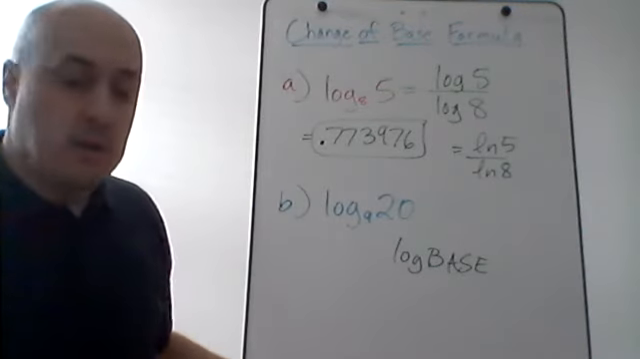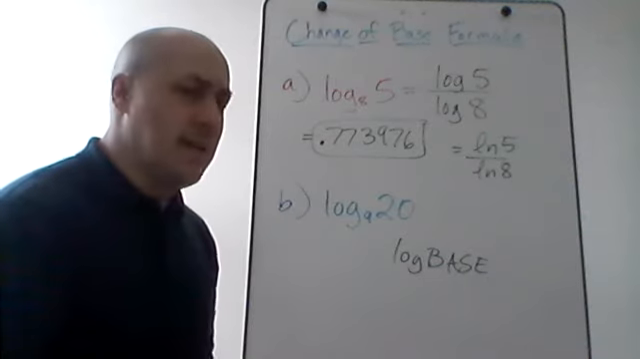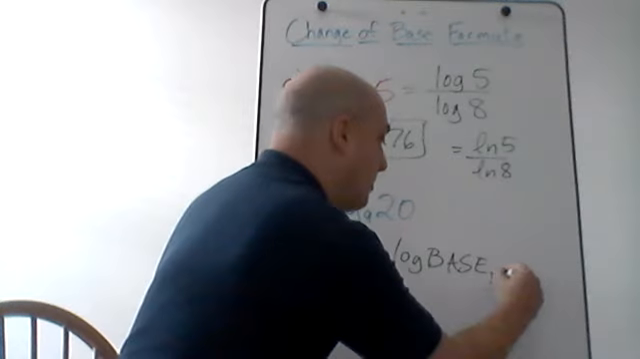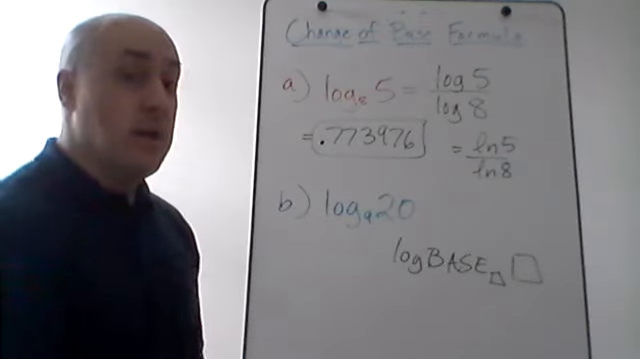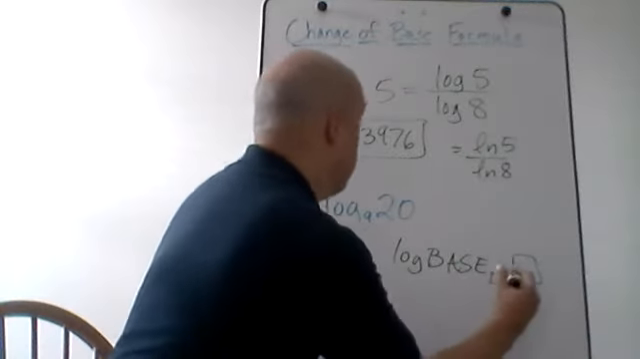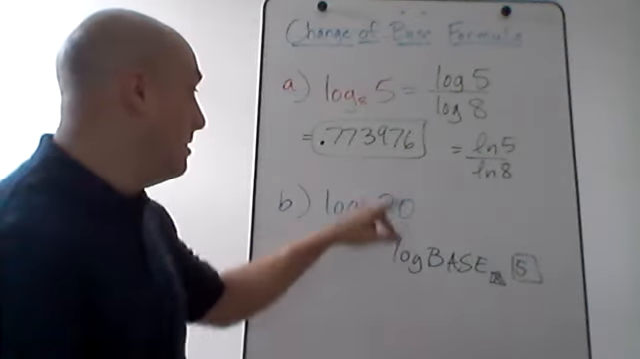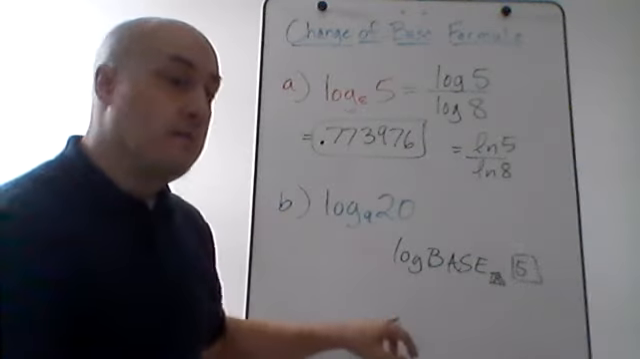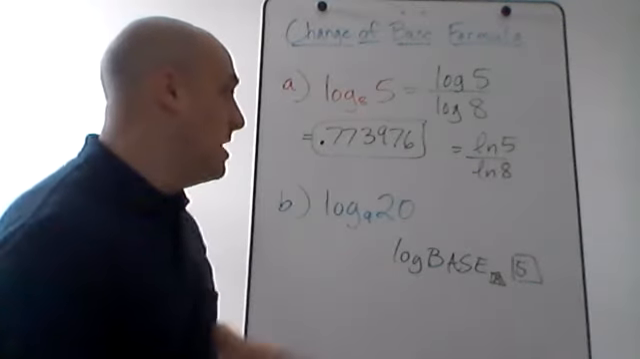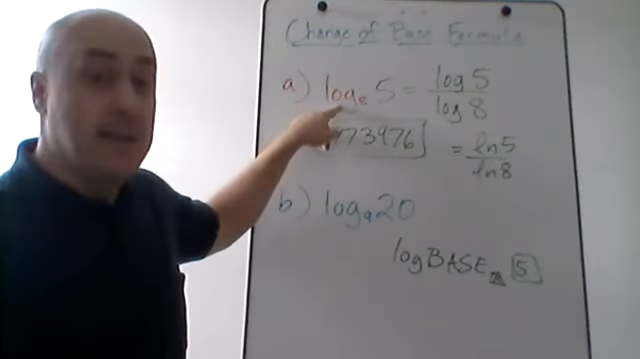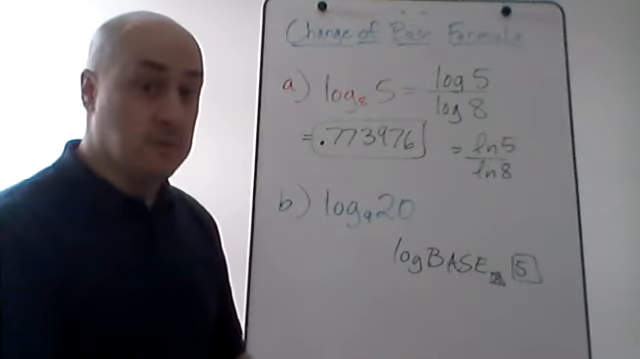Then it'll bring up on your main screen logBase, or log, I forget exactly what it looks like, but it'll give you a little box to put the base, and another box to put the number. So all you have to do is, when it brings that up on your main screen, type the 8 in that box and the 5 in that box and hit enter, and it's going to give you this number. So if you have that function on your calculator, then you don't have to use this change of base formula in order to evaluate a logarithm like this. You can just use that logBase function and it'll do it for you.